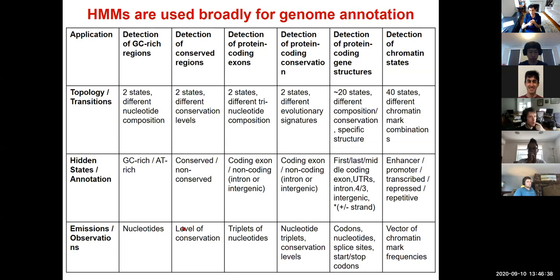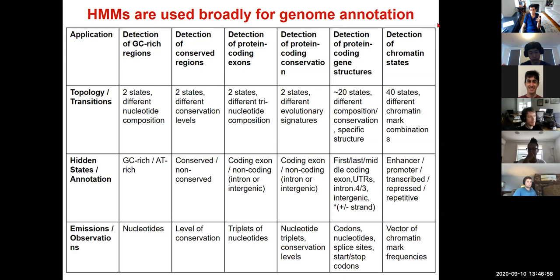For example, I could see whether there is a star or not, or I could measure the number of species that have the same letter, or the percentage of those species, or the phylogenetic length of the tree where that letter is conserved, and so on and so forth. I could also use that to detect protein coding regions.